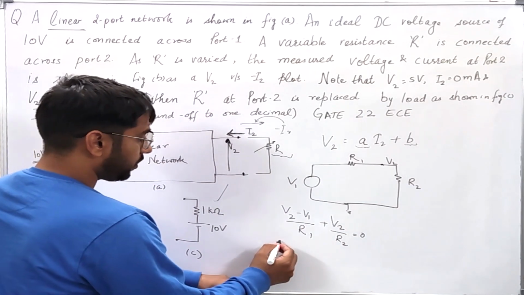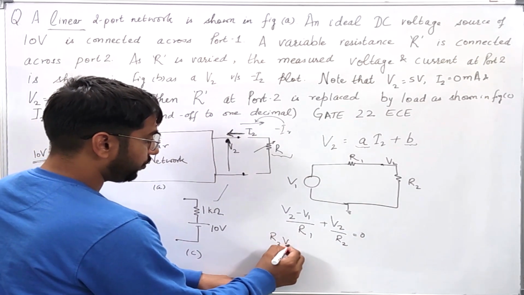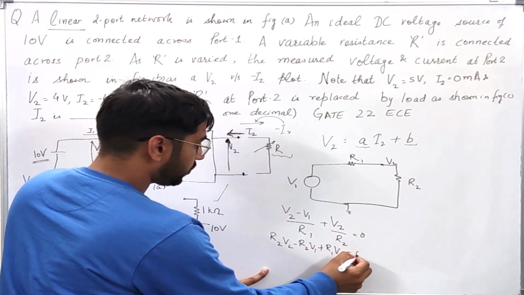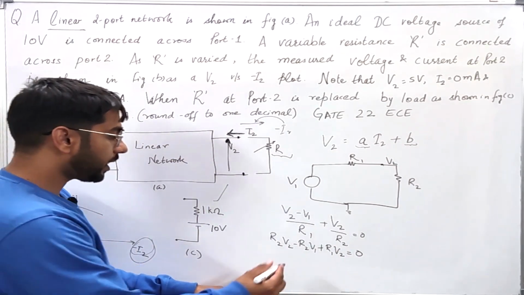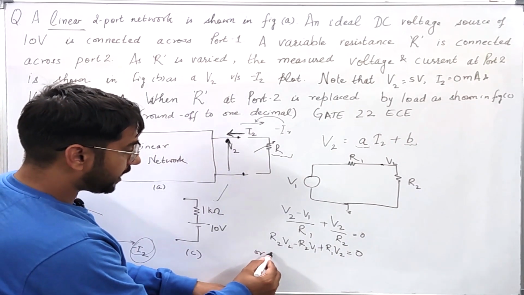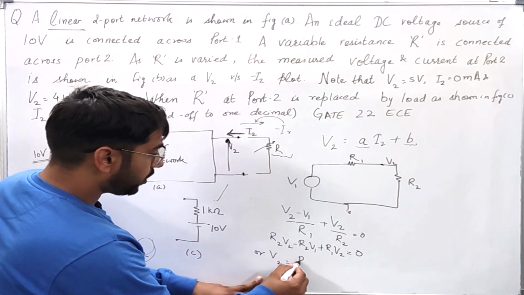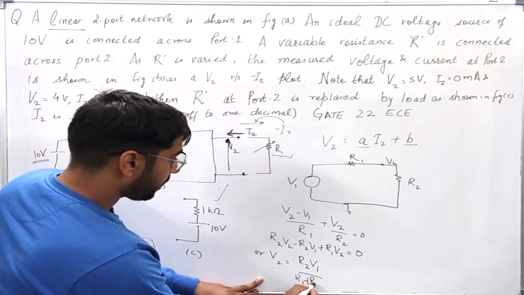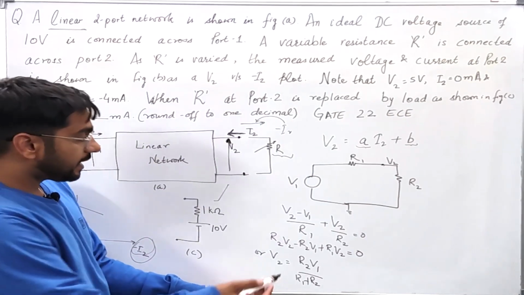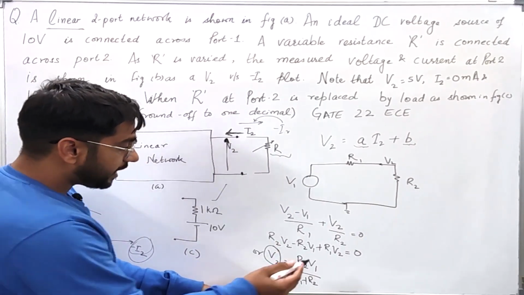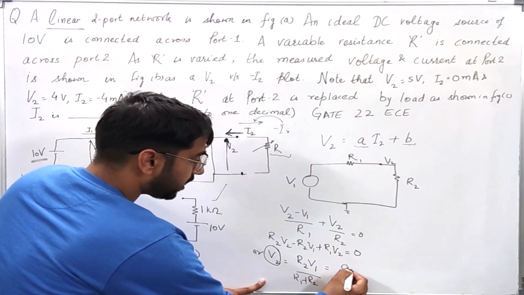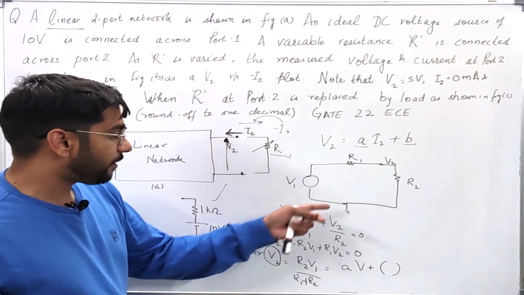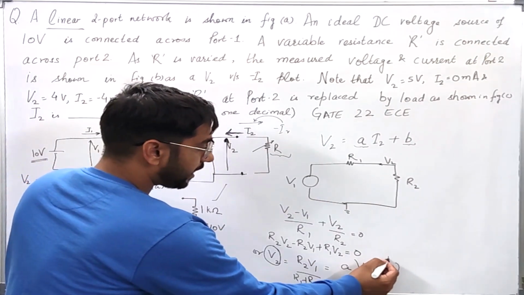So on solving we will see that R2 into V2 minus R2 into V1 plus R1 V2 is equal to 0. Or we can see that this voltage V2 can be written as R2 V1 divided by R1 plus R2. So in this way this voltage can be written as some constant into something plus another constant, which is 0 actually in our example. However, to generalize it further, I can write it like this.